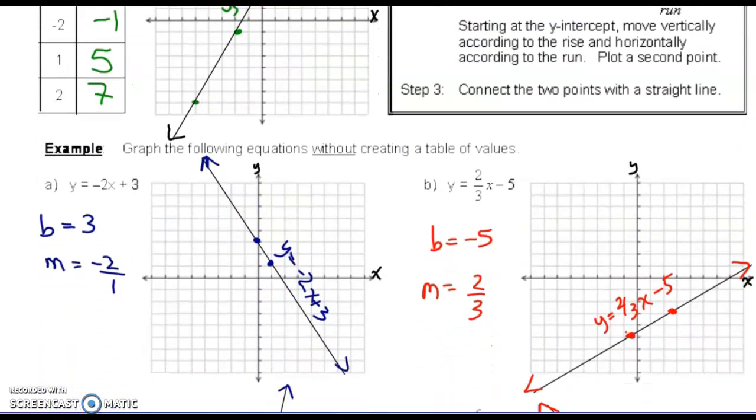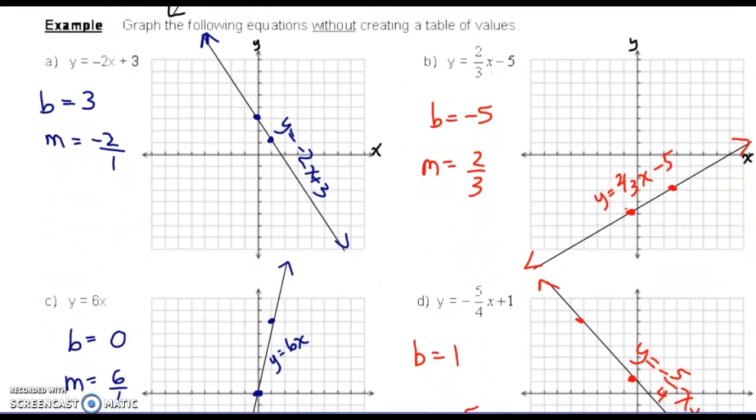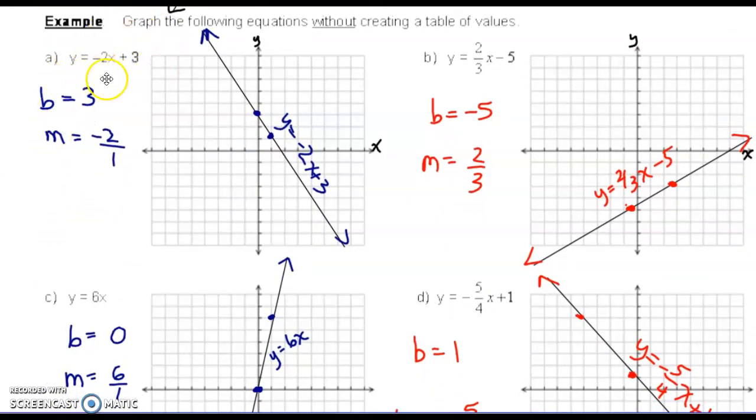So let's look at a few more examples here. Okay, so I'm going to graph the line y equals -2x plus 3 without a table of values. My starting point is my y-intercept. Y-intercept is 3. So from 0, 0, I move up 3. Next, my slope. My slope is -2. I express that as a fraction, -2 over 1. So from the y-intercept, my rise is -2. That means I move down 2, and my run is 1, right 1. Plot a new point, connect, and there's my line.